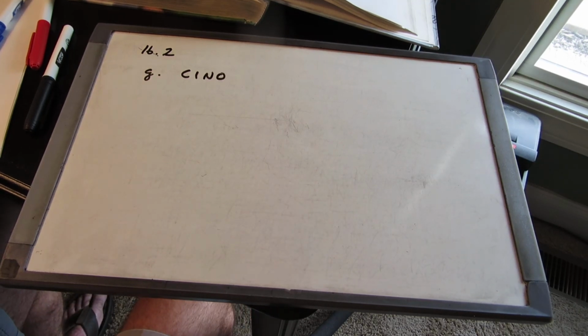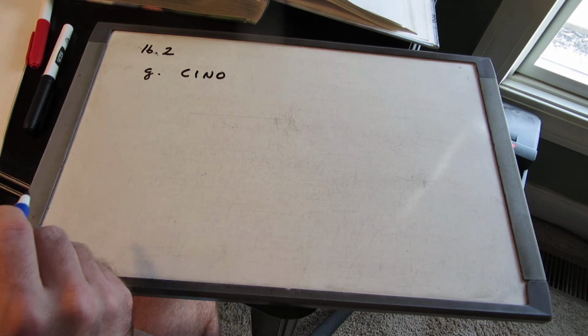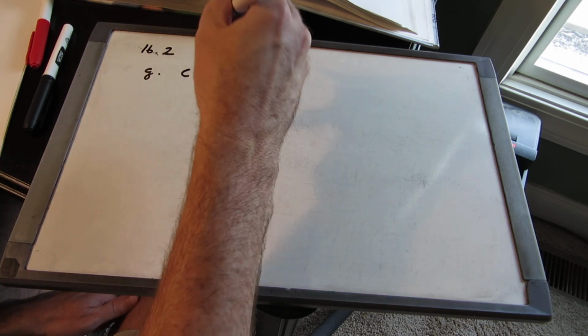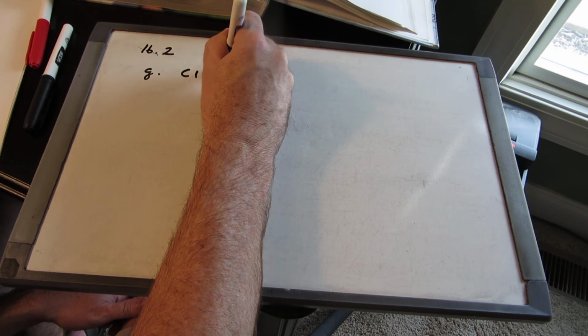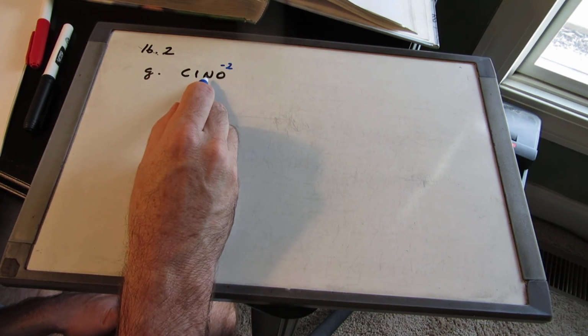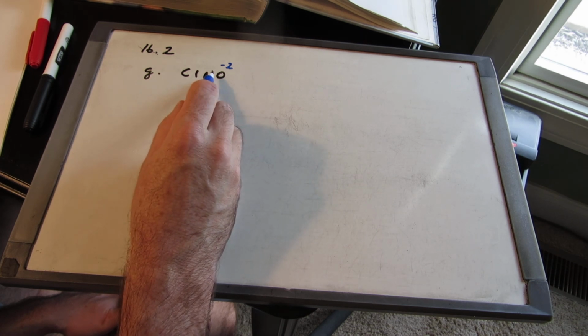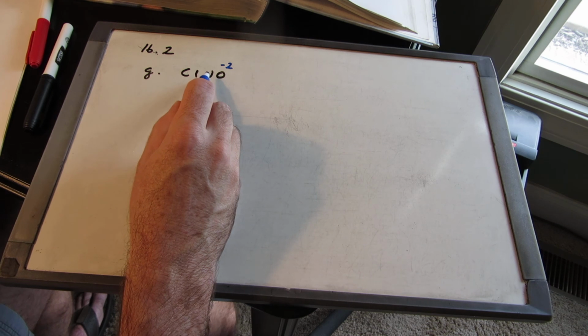Okay, our second video for chapter 16, we left off at On Your Own 16.2 G. So we've got ClNO. We have a rule for oxygen. That one is -2. For chlorine and nitrogen, I don't have a hard and fast rule for either one of those. What you want to do is go to Rule 7.